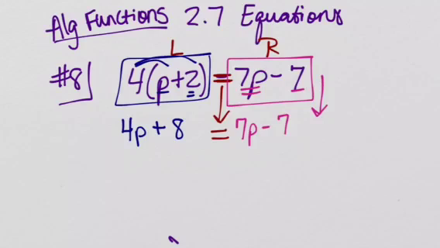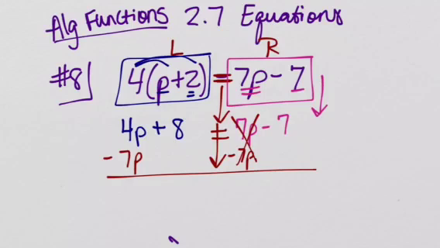I'm going to start with moving the P's. Well, here's my equal sign. And if I have plus 7P, in order to make them go away, I need to subtract 7P. 4P minus 7P is negative 3P. I didn't change the 8 yet, and I haven't changed the negative 7. That's where it came from. Now all the P's are on one side. Now we need to move the 8 over.